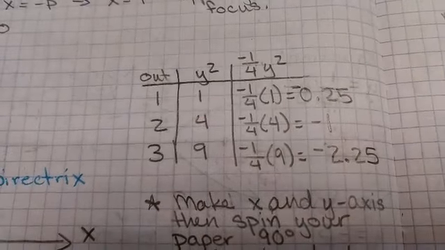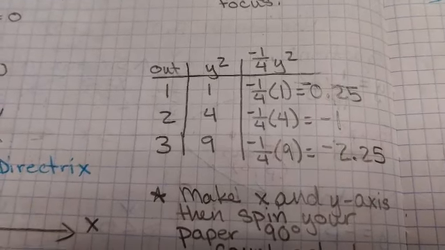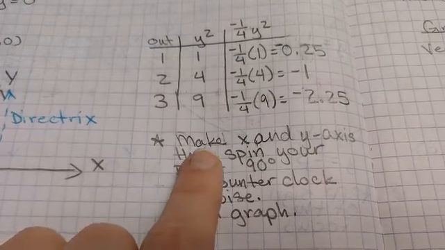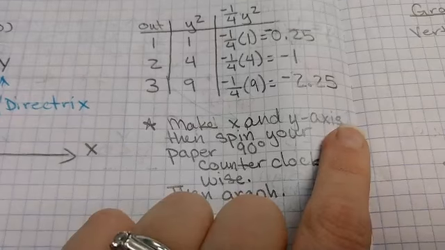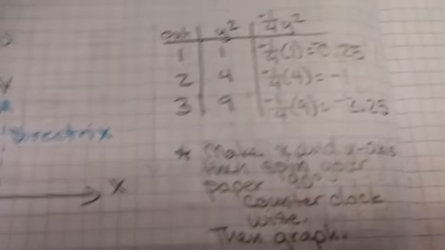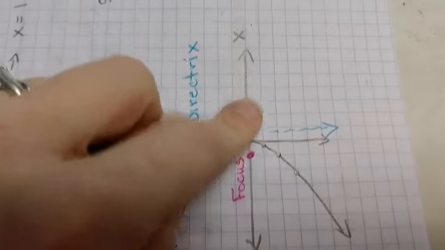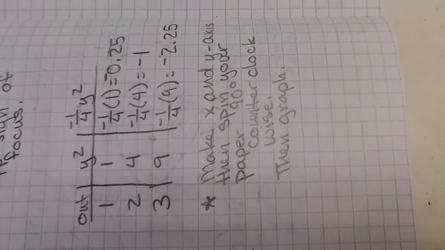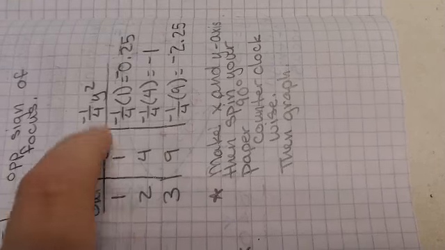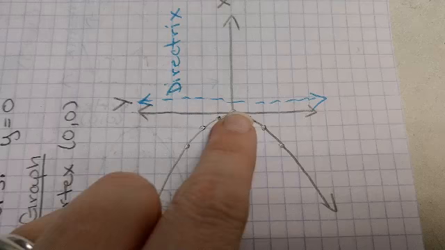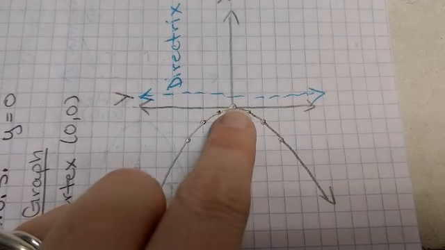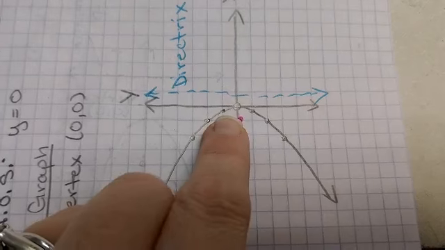So now that I have that, I want to build my graph over on this left side with my x and my y. I wrote a little note. First, you want to make your x and y axes. Then you take your page and spin it 90 degrees counterclockwise, so your x is where your y typically would be. Now I use my table. If I go out 1, I go down 0.25. So I started at (0, 0), went out 1 to the right and down 0.25, back to my vertex, out 1 and down 0.25.